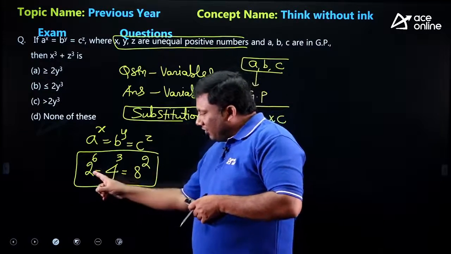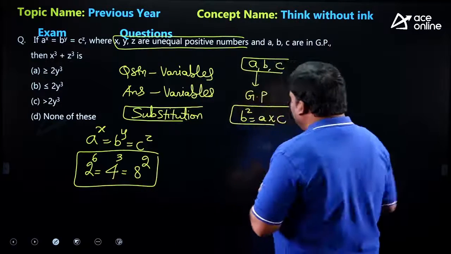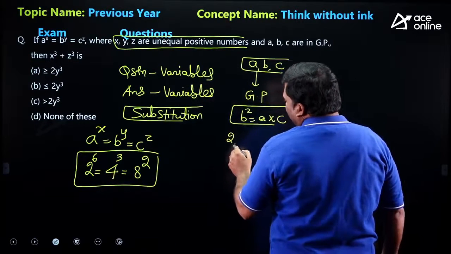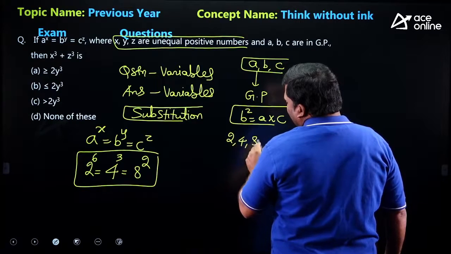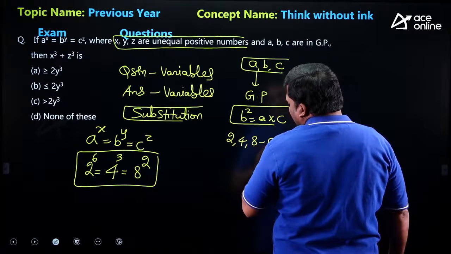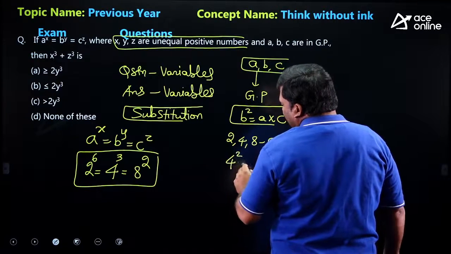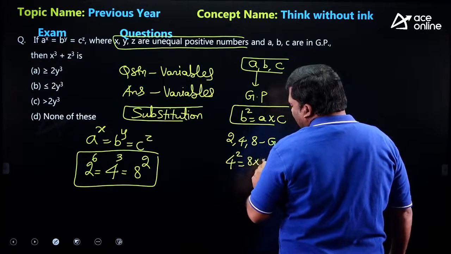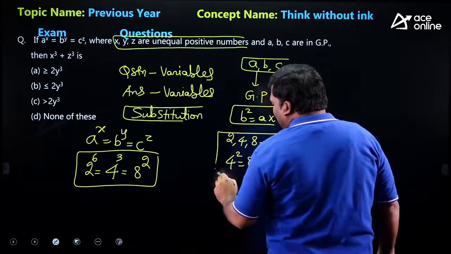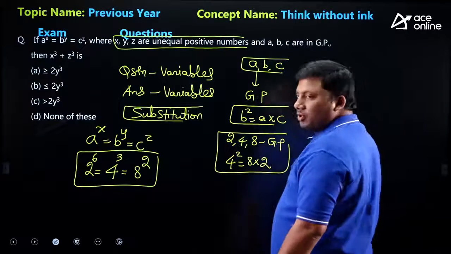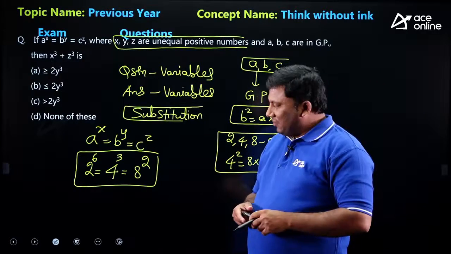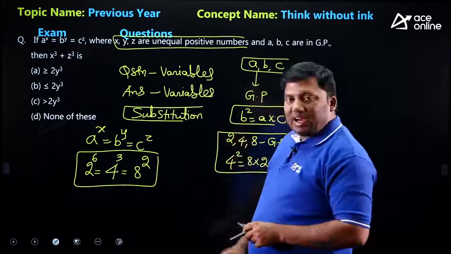Now if you observe carefully, A, B, C are in GP: 2, 4, 8. They are in geometric progression. That means B square is equivalent to A into C. 4 square is equivalent to 8 into 2. 16 equivalent to 16. So that means A, B, C are in GP.